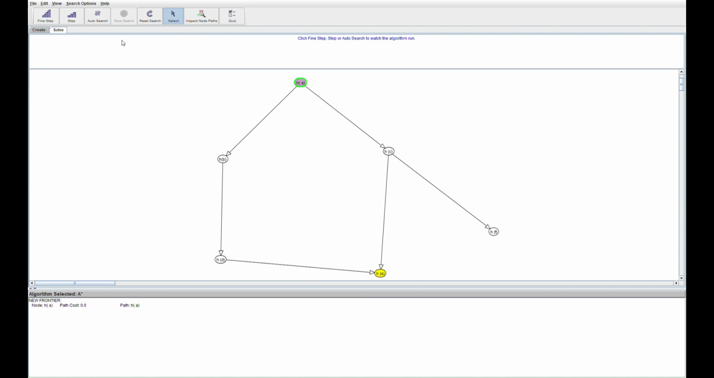Now let's see how it goes. As I predicted, it went well: C was expanded first and then it reached E. So yeah, thank you.